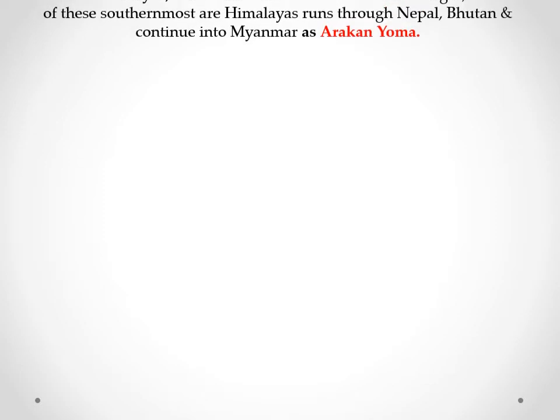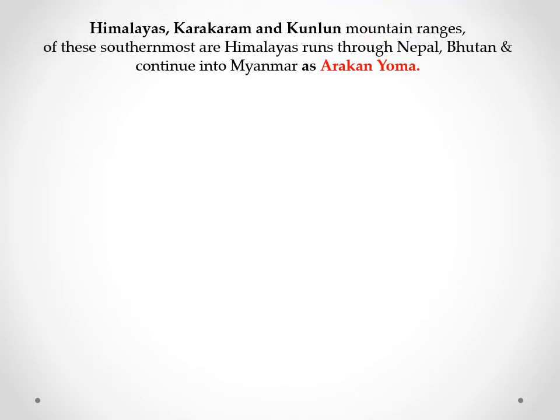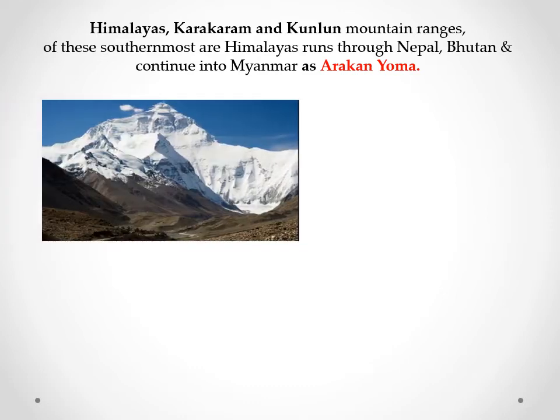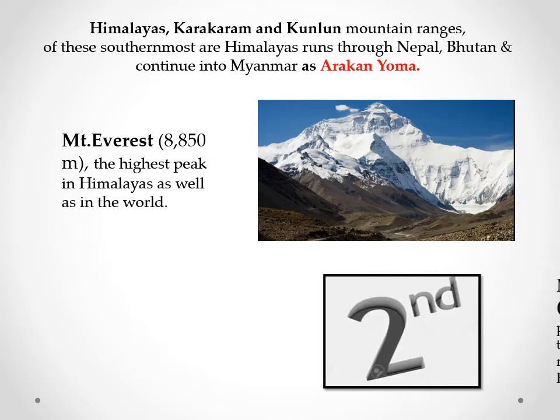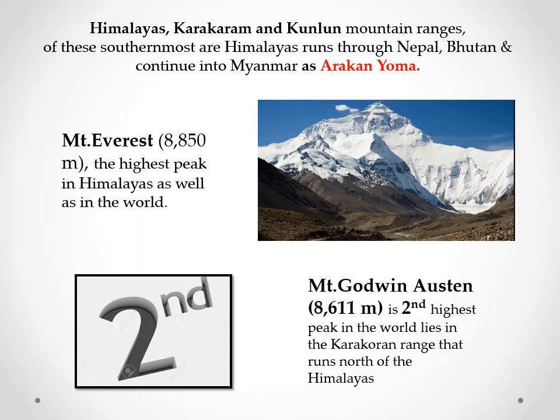Southeastwards of Pamir Knot stretch the Himalayas, the Karakoram and Kunlun mountain ranges. Of these, the southernmost are the Himalayas, which run from Nepal and Bhutan and continue into Myanmar as the Arakan Yoma. Mount Everest is the highest peak in the Himalayas as well as in the world, with 8,850 meters. Mount Godwin Austen is the second highest peak in the world, which lies in the Karakoram range that runs north of the Himalayas, and is 8,611 meters.